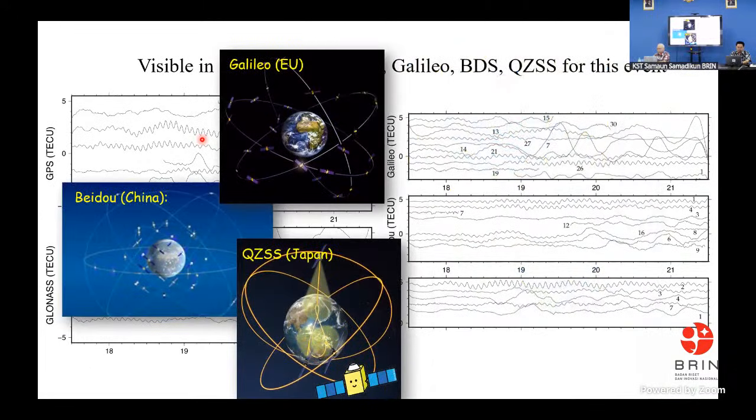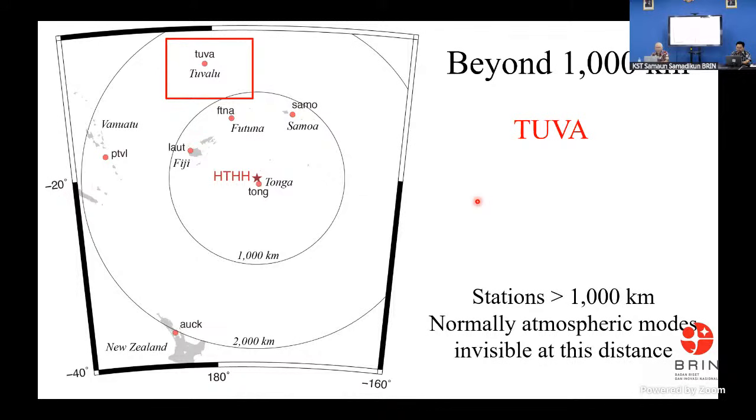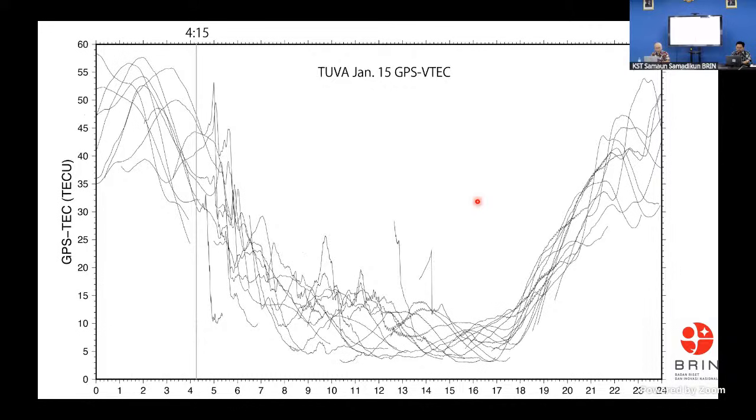And now we see other constellations, for example, European Galileo, Chinese Beidou, and the Japanese QZSS. All of those recorded similar monochromatic oscillation of TEC. And I have never seen such a long-lasting oscillation of TEC. And this is a station at Tsuwaru, a small island. And this is a one-day record.